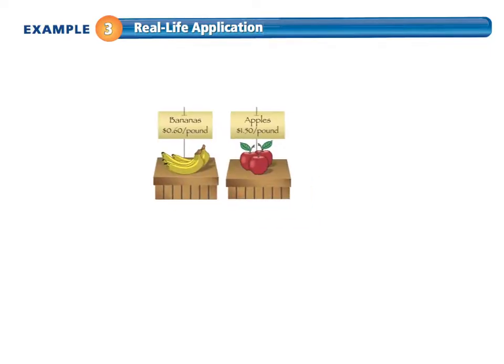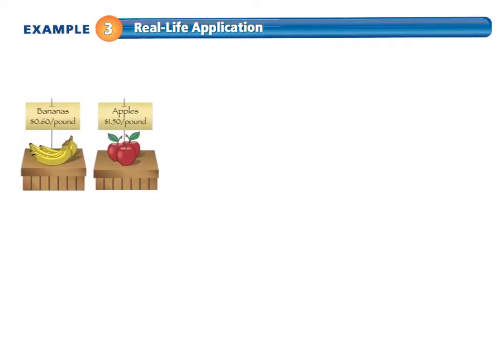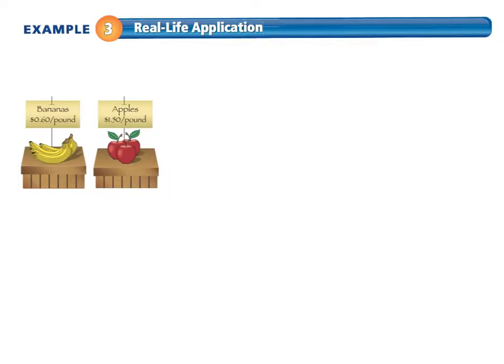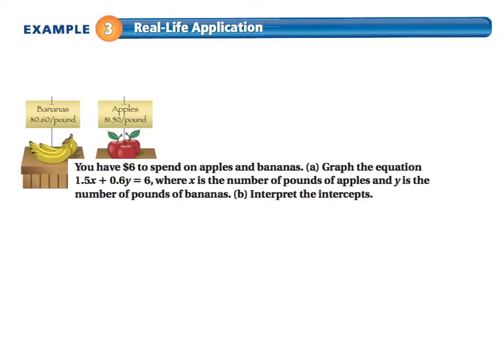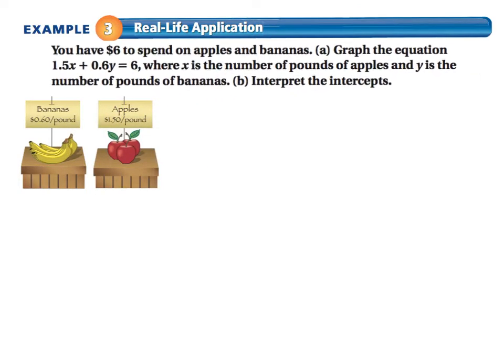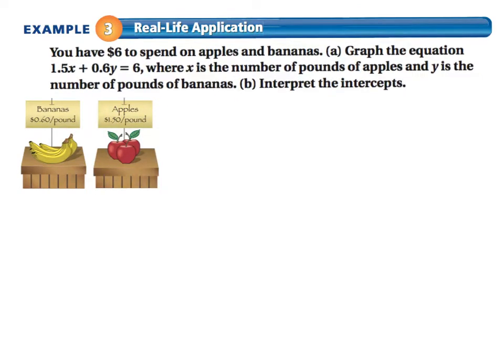Of course, we have to have a real-life application. So let's say we have a bunch of fruit. We have bananas and apples, and we have a cost per pound. So we have $6 to spend on apples and bananas. We have to graph the equation 1.5x plus 0.6y equals 6.